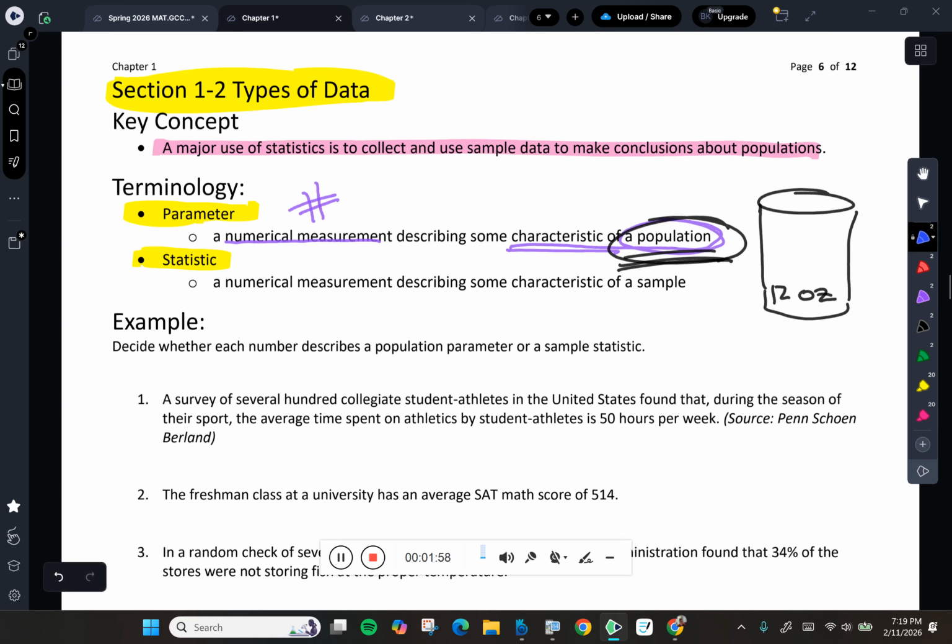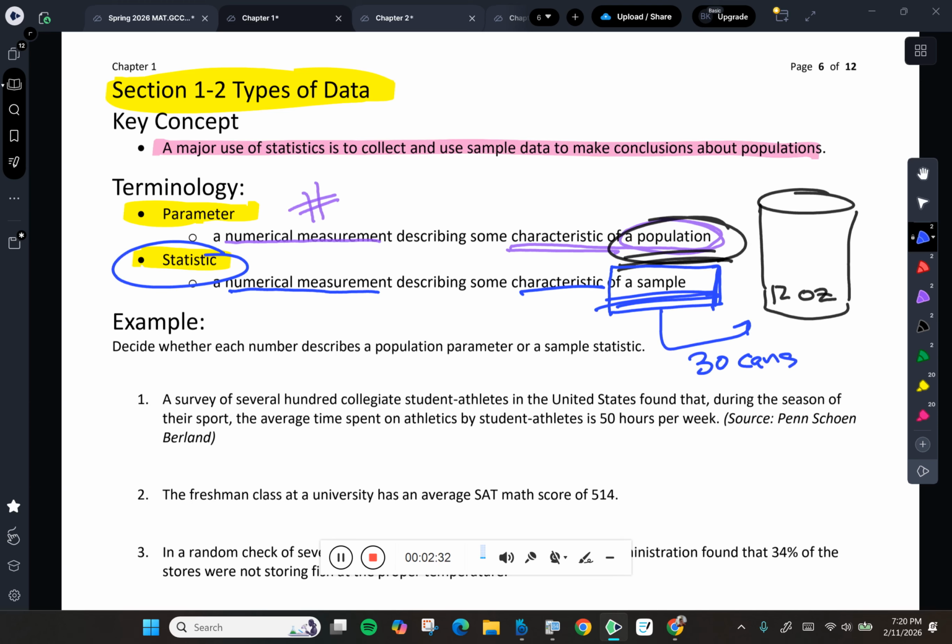Now, contrast that with a statistic. A statistic is also a numerical measurement. It also describes a characteristic, but it describes the characteristic of some sample. So what that would mean was, if I went down to the production floor and I grabbed 30 cans and I measured how much soda was in those 30 cans, and I averaged out the amount of soda that was in those 30 cans, whatever that average would be a statistic, because it will be a number of ounces in the can that described a sample that was taken from a population.